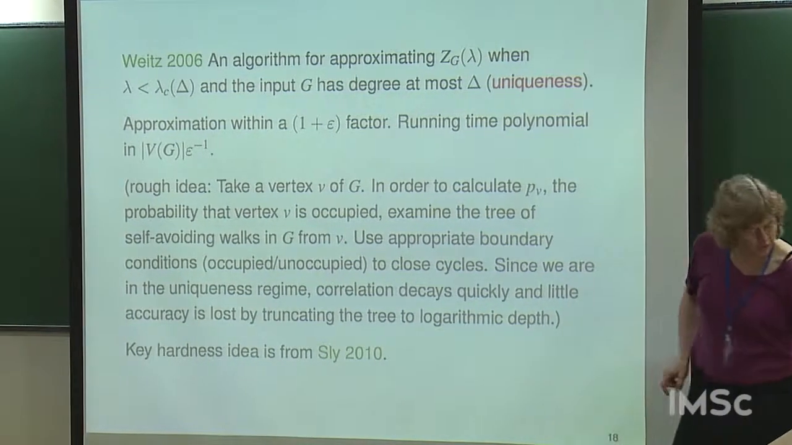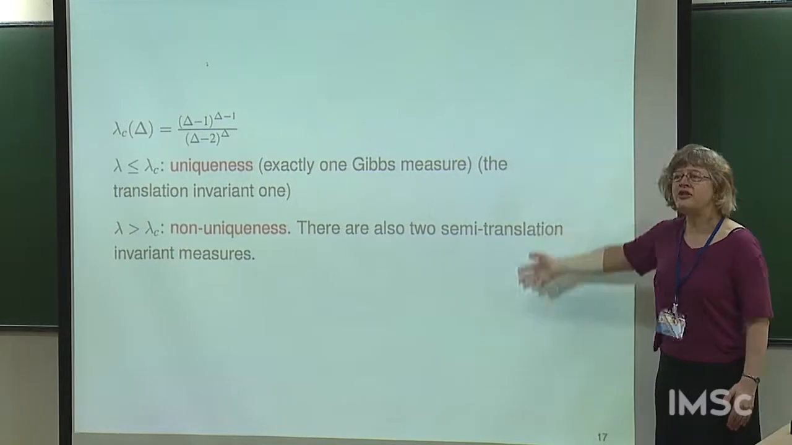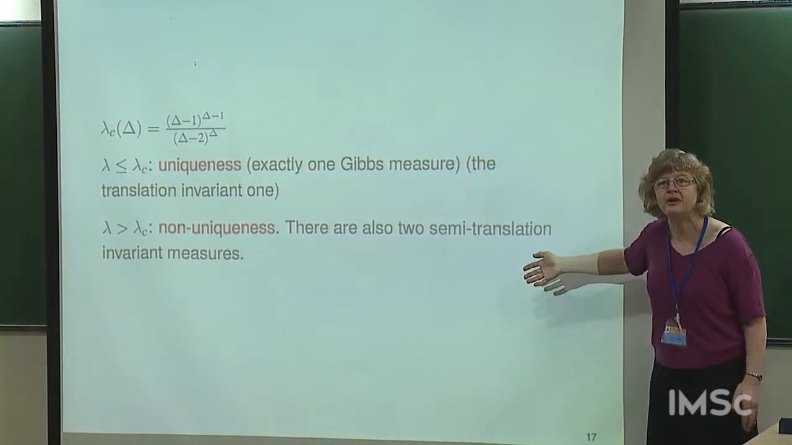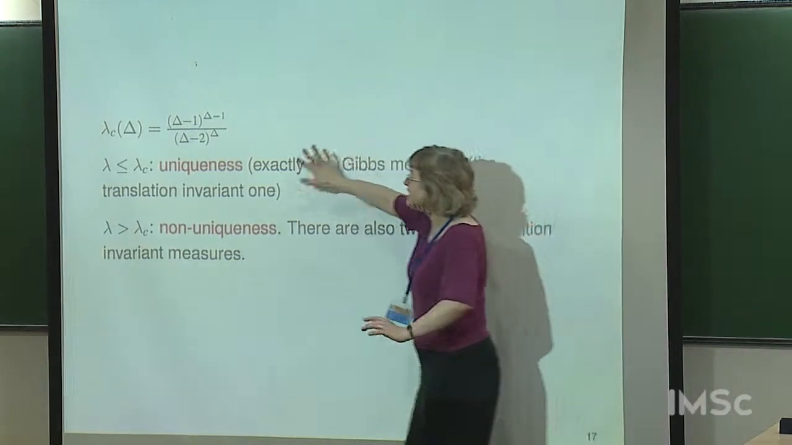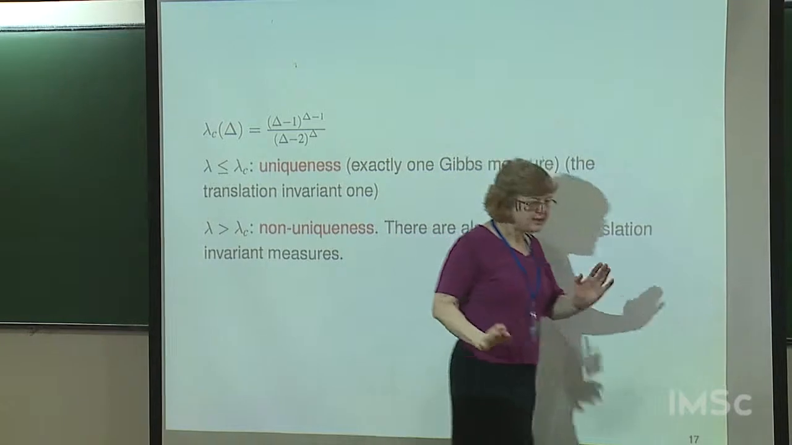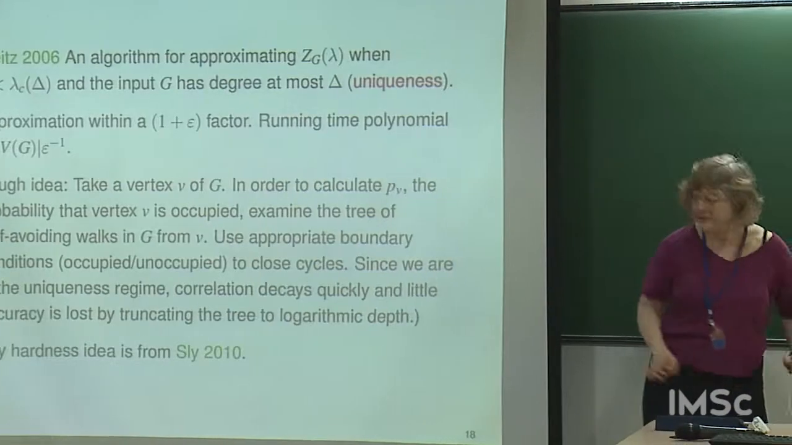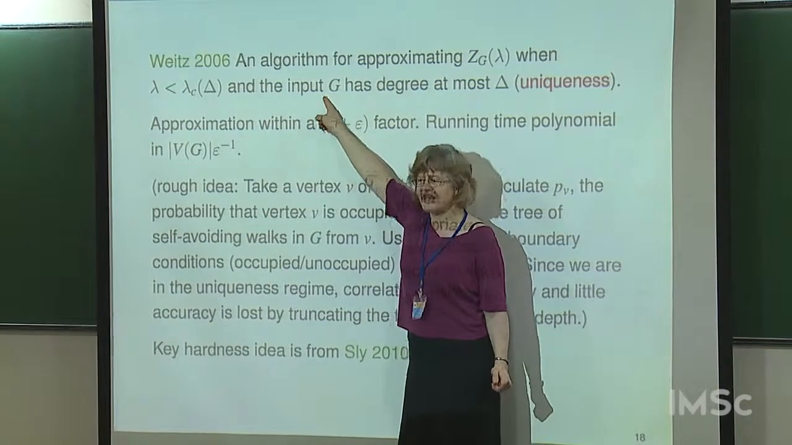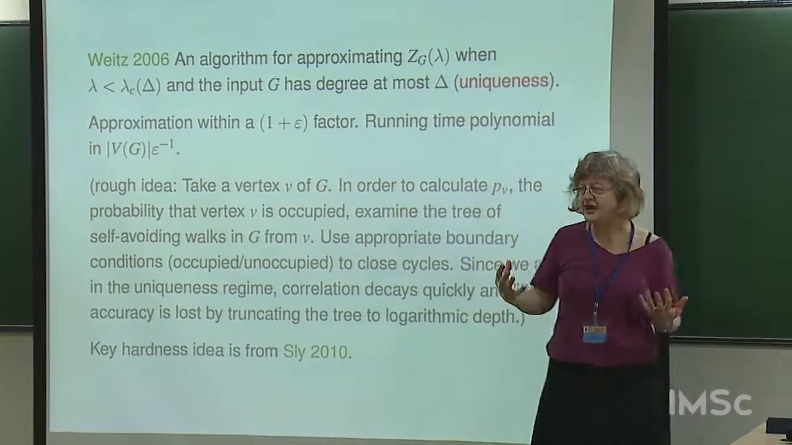What I've shown you here was about an infinite tree, the infinite delta-regular tree. We used the infinite delta-regular tree to define this uniqueness quantity, but now what I want to do is forget about the tree, because I don't have a tree, I've got a finite graph G, but it's got degree at most delta.